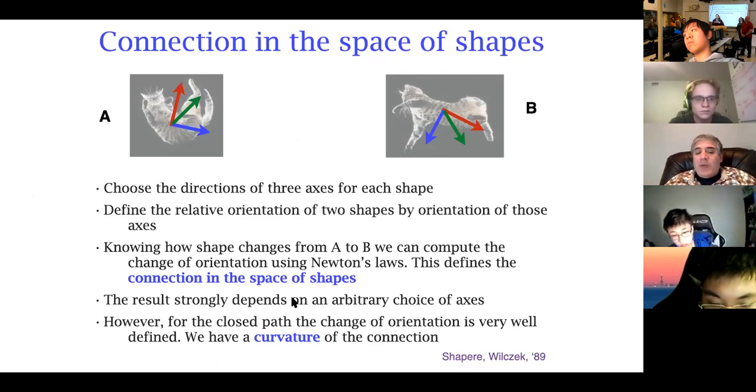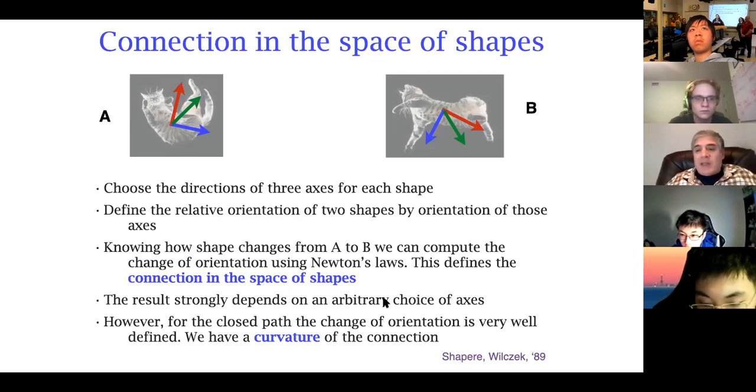So what I'm saying is that in the first part, using Newton's law, we define a connection in the space of shapes. And in the second part, when I go in the closed loop and look at the objective angle of rotation, I have some kind of curvature of that connection. Okay, this is a hard concept, but think about this.